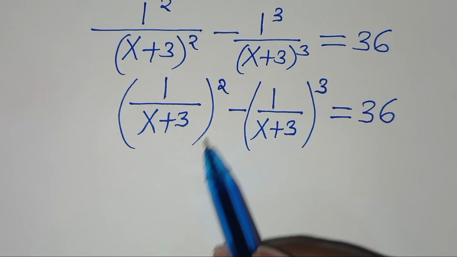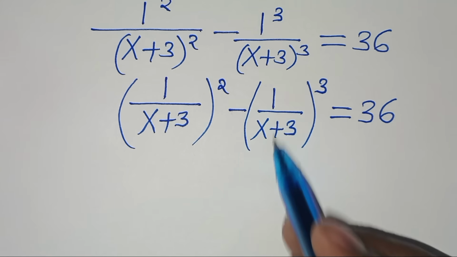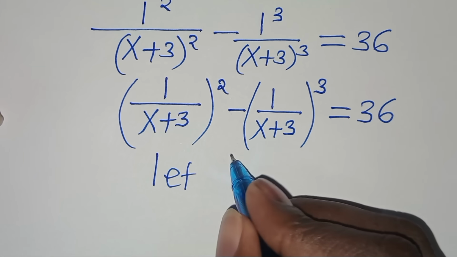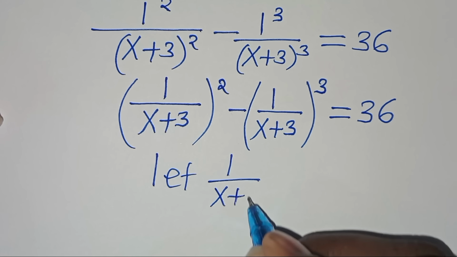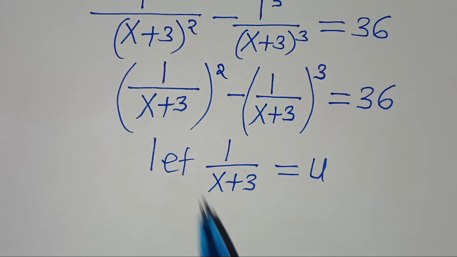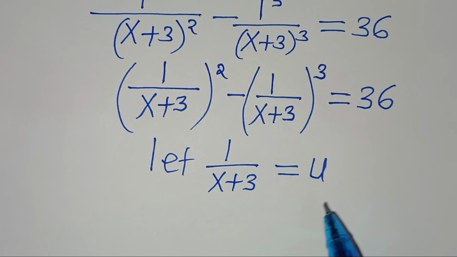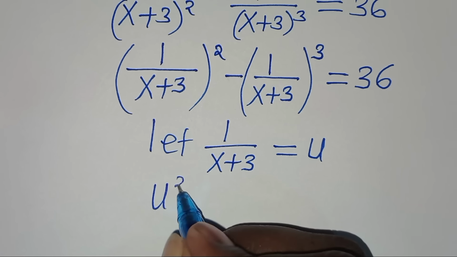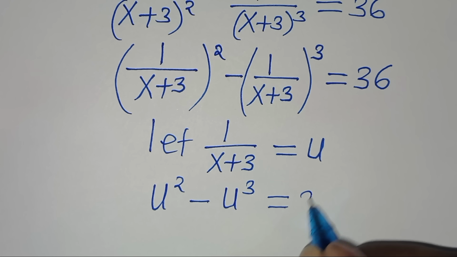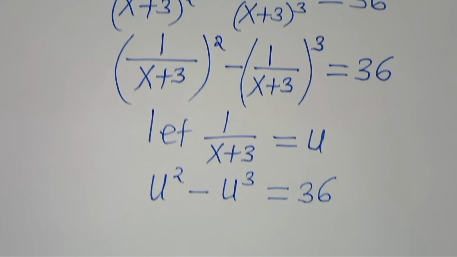Now the next step is that we have 1 over (x plus 3) as common. So we can let 1 over (x plus 3) be equal to u. Let's express this equation in terms of u. So we have u squared minus u to the power of 3, equal to 36.